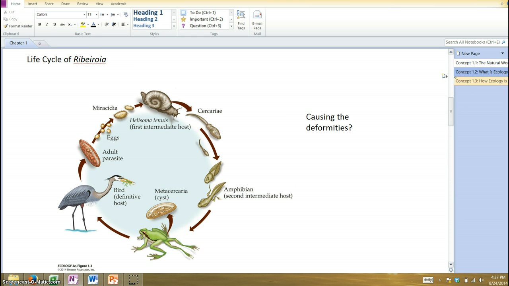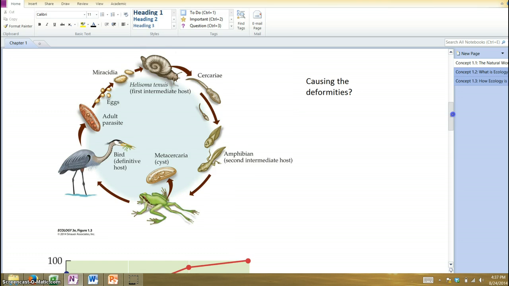Speaking of connections and interactions, it spends part of its early stages in this type of snail, then in the amphibian, and then in a bird. And it just spends different stages of its life cycle in different organisms, cycling between them.